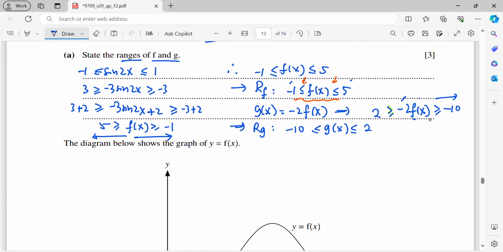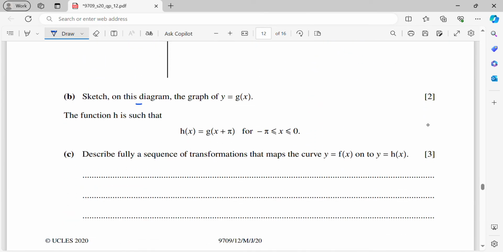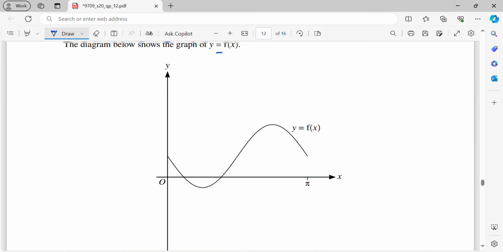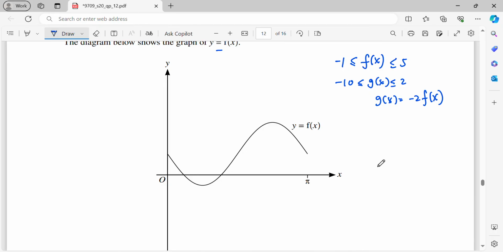Now the diagram below shows the graph of y equals f(x). Sketch on this diagram the graph of y equals g(x). So now we know that just now your f(x) is between minus 1 and 5, and now the g(x) is between minus 10 and 2. Again, g(x) is negative 2 f(x), which means this is my minus 1 and this is my 5. That's why f(x) is between minus 1 and 5. So I need to find out what this value is.